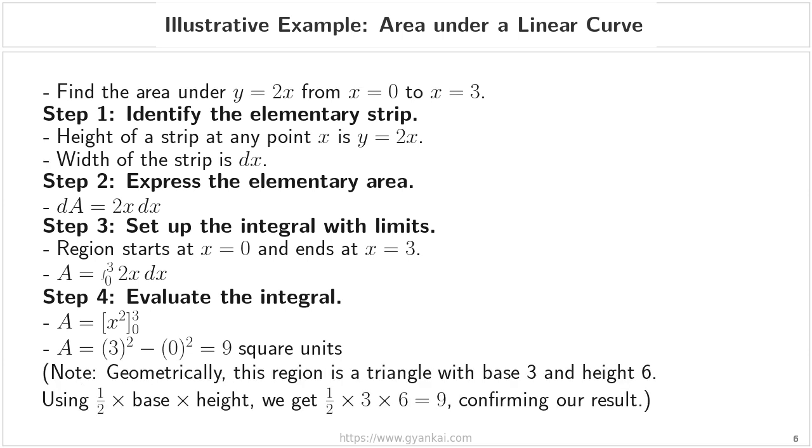Now here is a great way to check your work. If you look at this shape geometrically, the region under the line y equals 2x from 0 to 3 actually forms a right-angled triangle. The base is 3 units long, and since the height is 2 times 3, the height is 6 units. If we use the standard formula for the area of a triangle, which is 1/2 times base times height, we get 1/2 times 3 times 6, which equals 9. This perfectly matches our calculus result, confirming that our integration was correct.